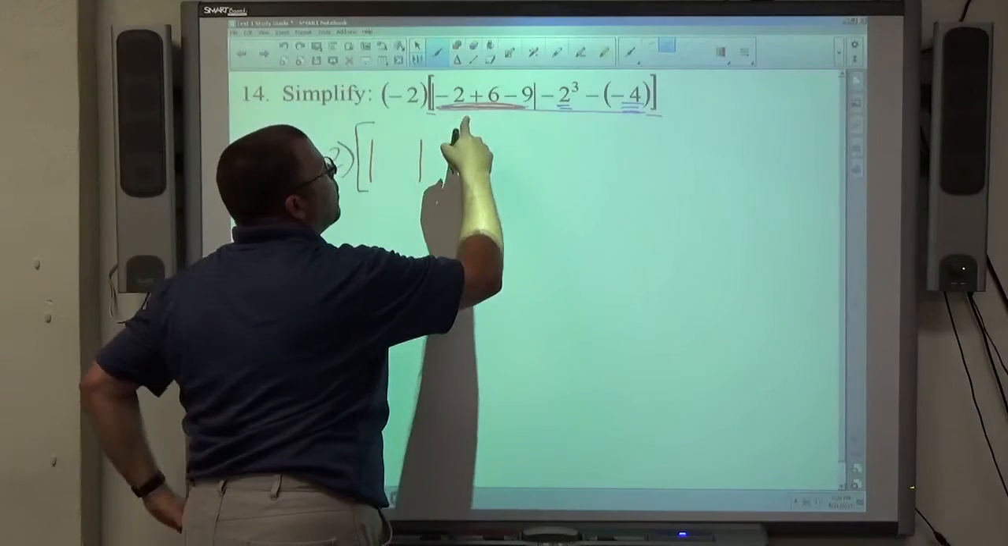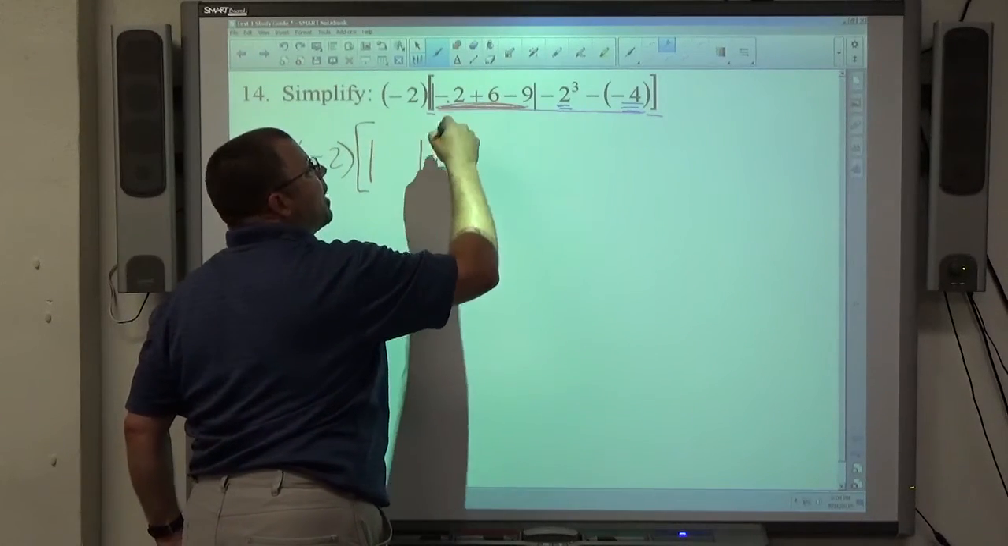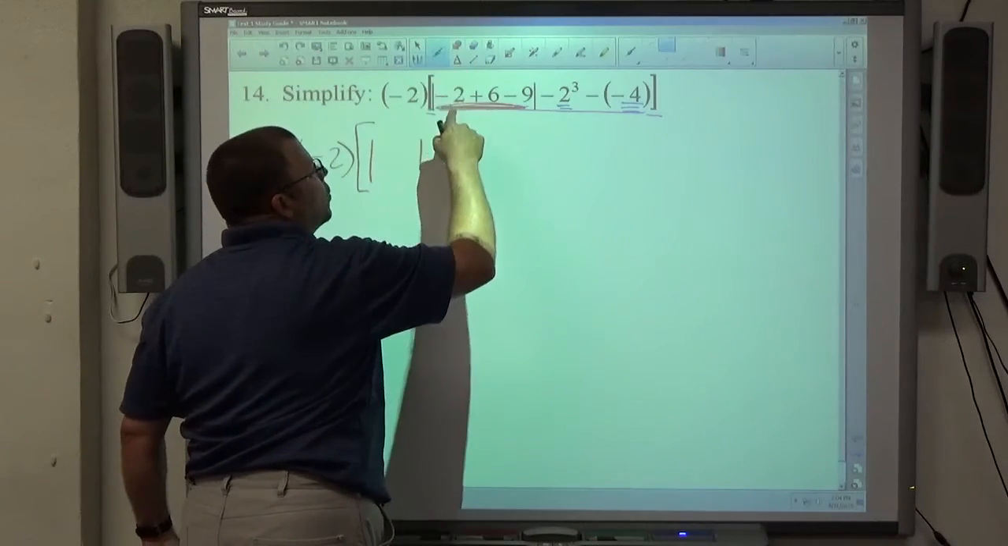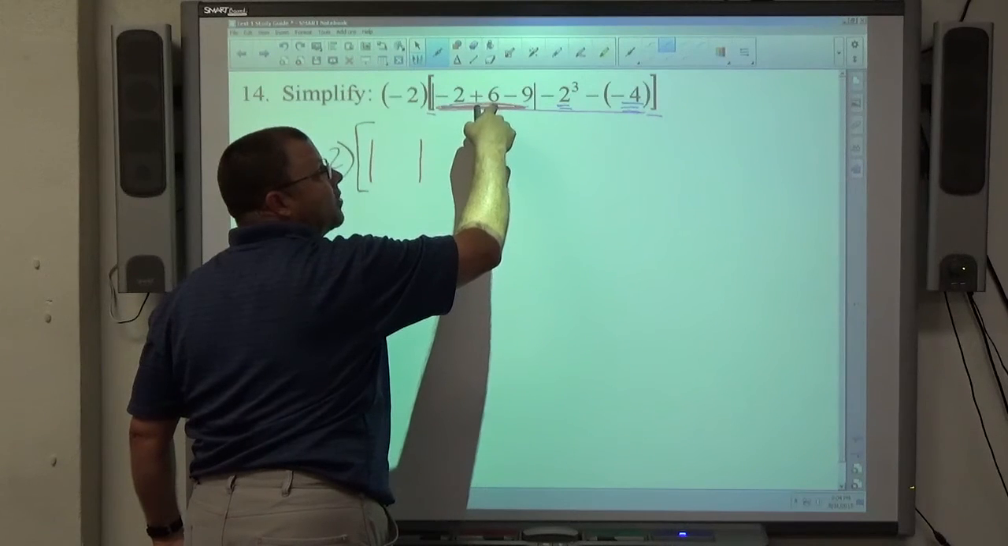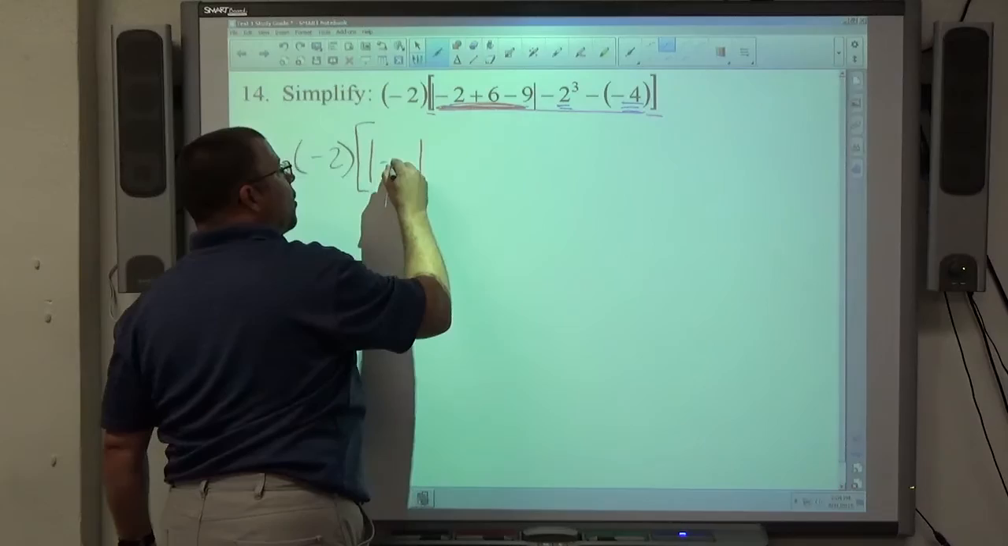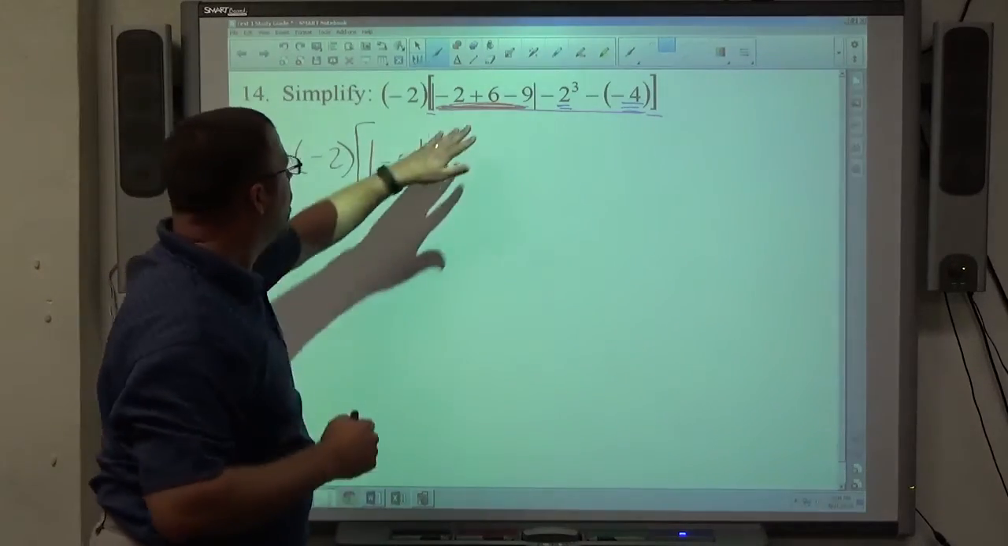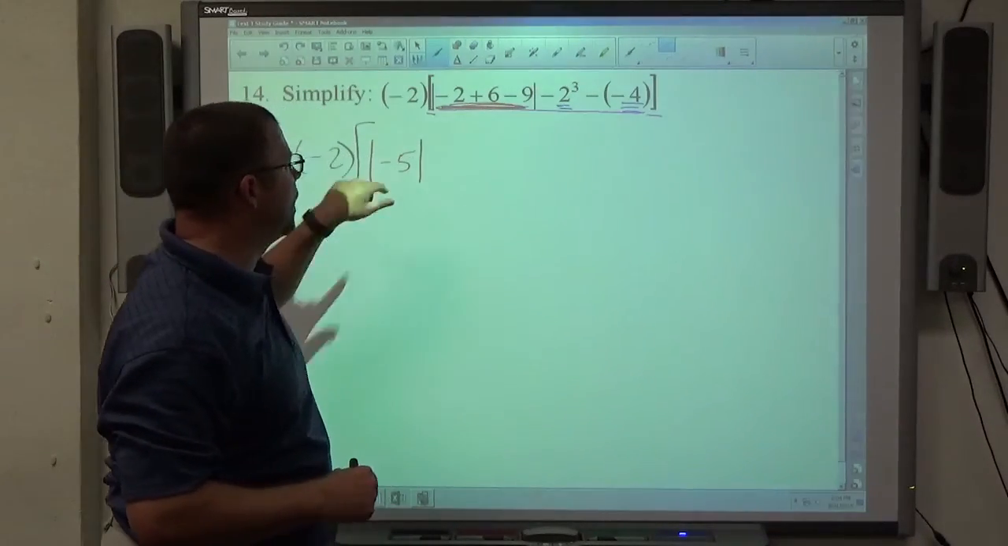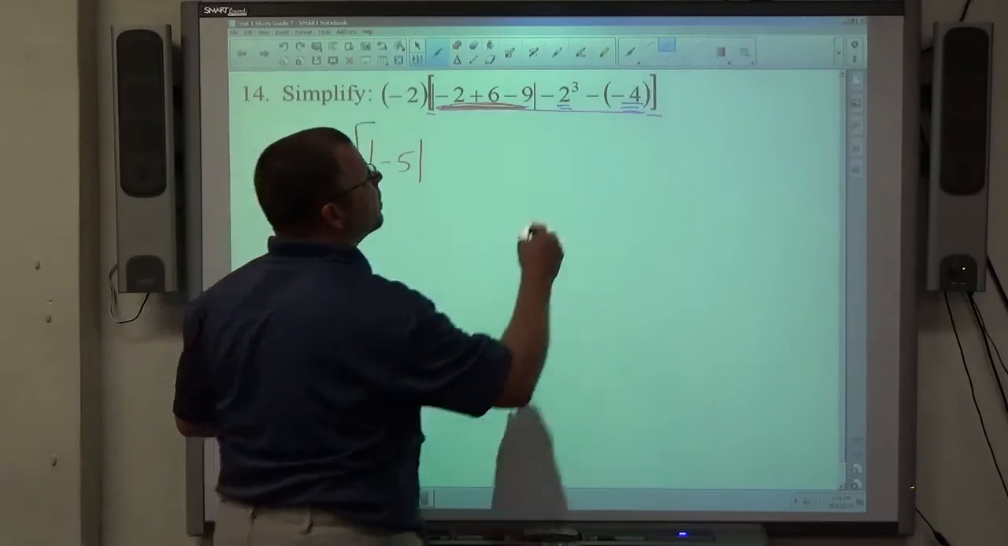Looking at the numbers inside the bars this time, negative 2 plus 6 minus 9 comes out to negative 5. Negative 2 plus 6 is 4, subtraction because the signs are different. 4 minus 9 is negative 5, also subtraction because the signs are different. So all the stuff inside there adds up to negative 5. We'll do the bars in the next step.